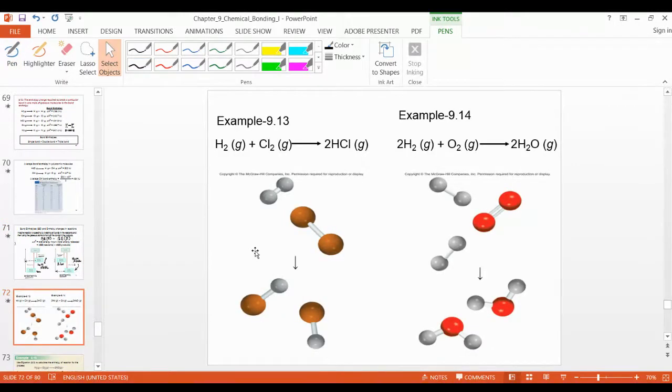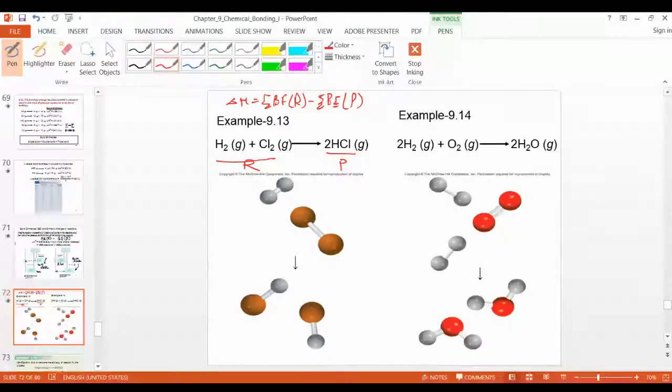Now suppose we have this example, number 9.13. This is the reactant here, I am just writing R, and this is the product here. So the formula we will use: Delta H equal to the summation of bond energy of the reactant minus the summation of bond energy of the product. Is it clear?